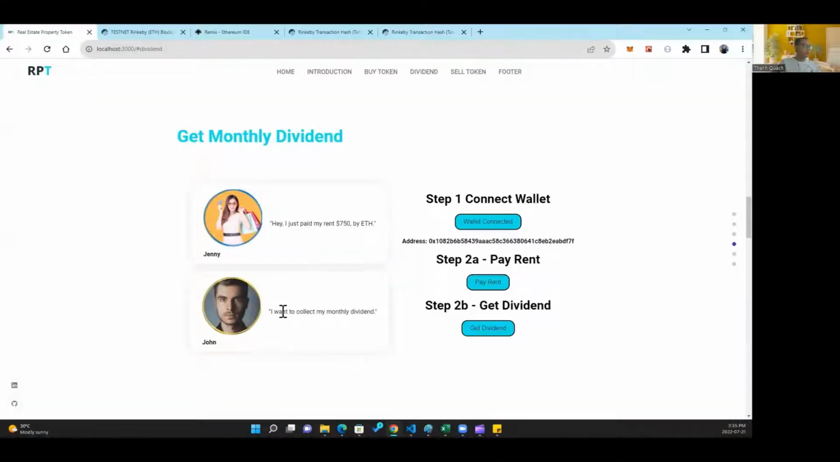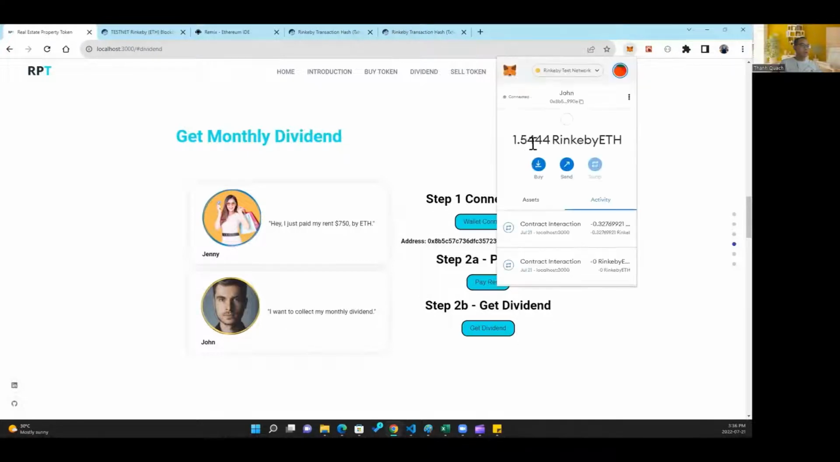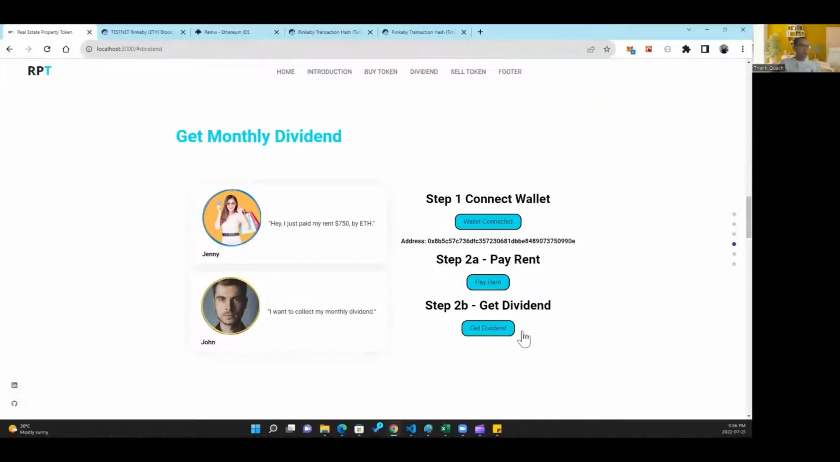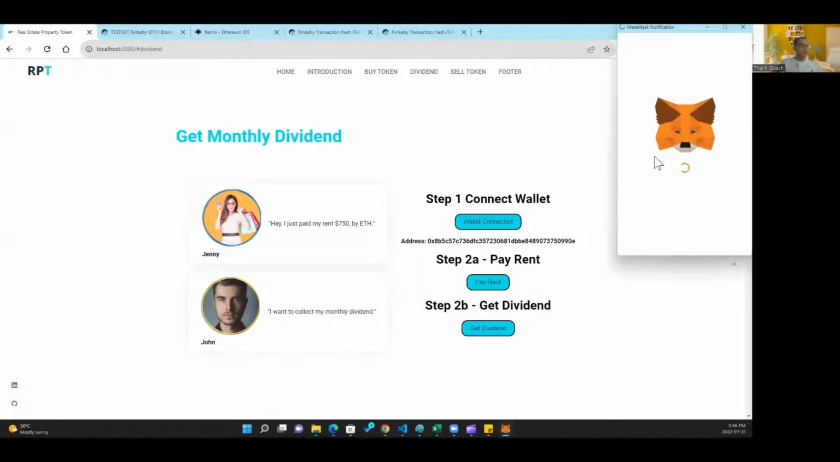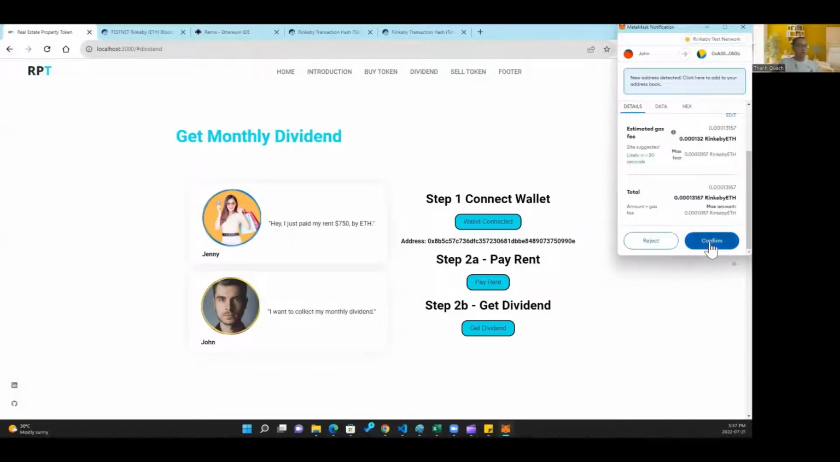It's time for John to collect his monthly dividends. So we have to disconnect Jenny's account and reconnect with John's account. There we go. All right, so we're back to John's account, 990E. This is the current balance of John's account, 1.54 Ether. Just remember this number because it will be increased by the amount of the dividend. So now I'm just going to hit get dividends, and MetaMask will pop up. Confirm.